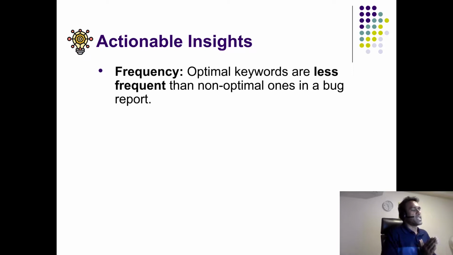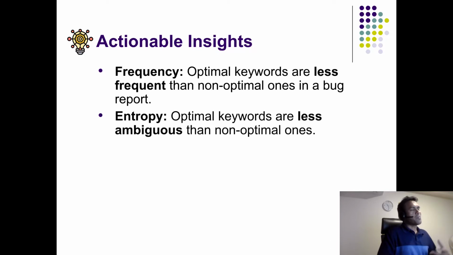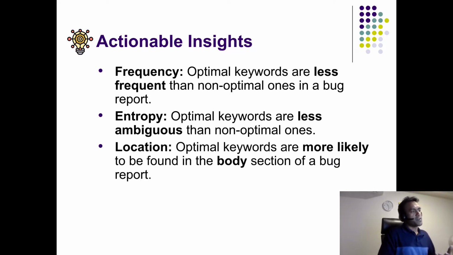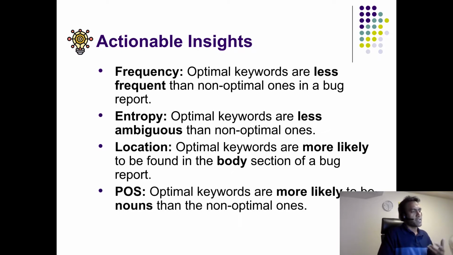And what we found is that the optimal keywords are significantly less frequent than the non-optimal keywords in a bug report. Then the optimal keywords are less ambiguous than non-optimal ones. And we use term entropy to determine that. Then we also found that the optimal keywords are more likely to be found in the body section than the non-optimal ones. And then we also found that the optimal keywords are more likely to be nouns than the non-optimal ones.